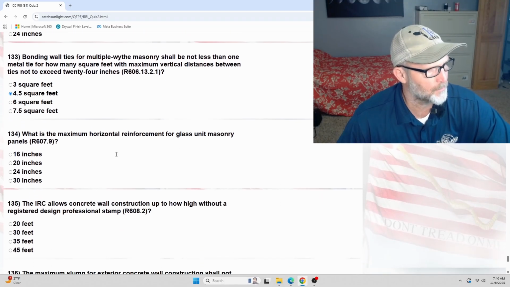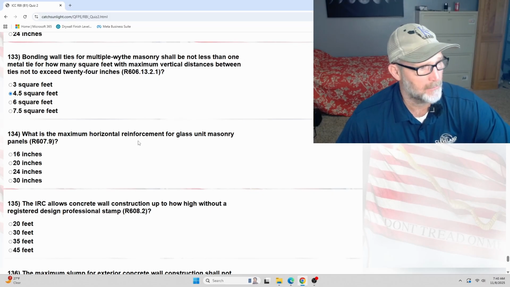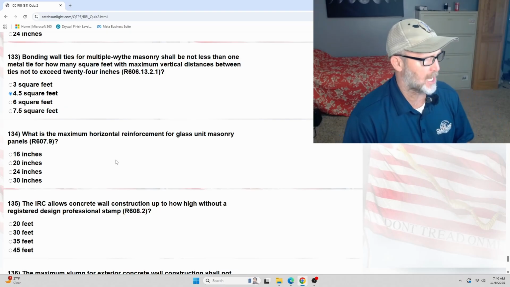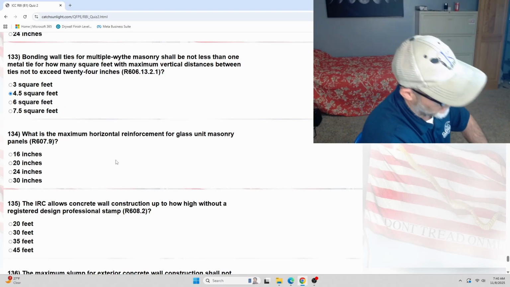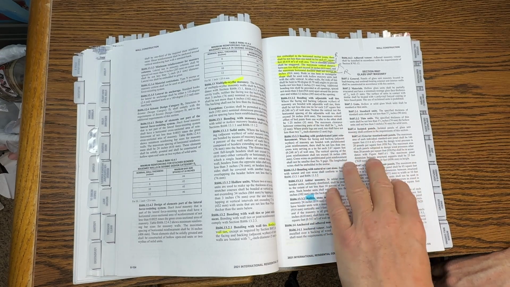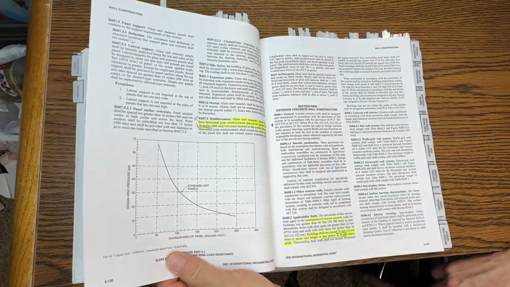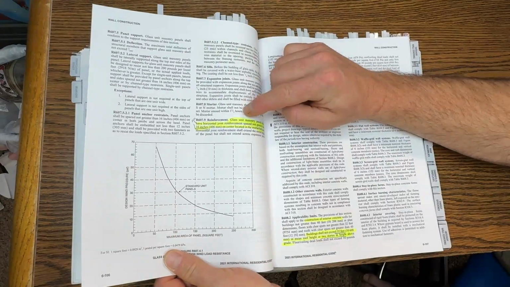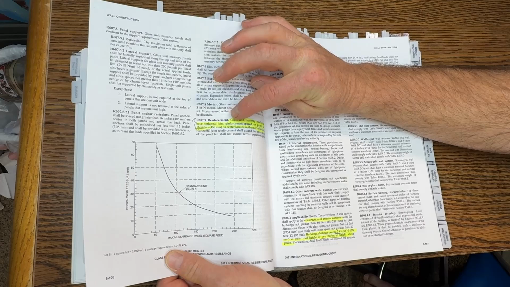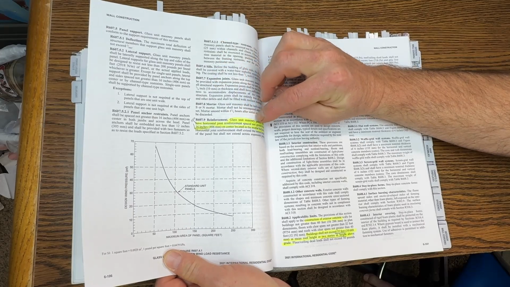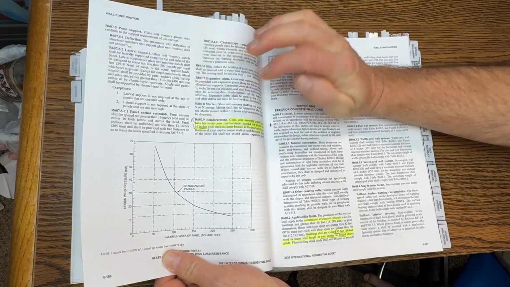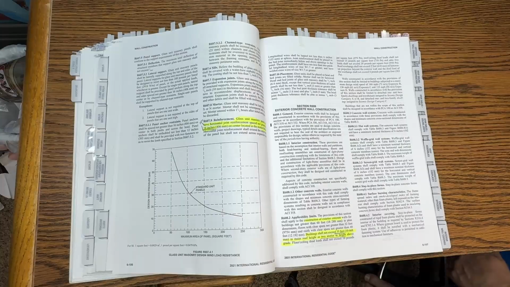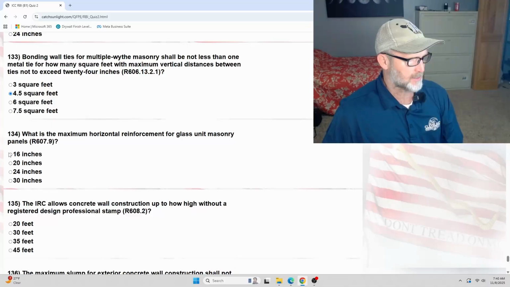Let's go to 134. What is the maximum horizontal reinforcement for glass unit masonry panels, little glass blocks? What are you going to use here? 607.9. So I'm going to read this here. Glass unit masonry panels shall have horizontal joint reinforcement, space not greater than 16 inches. There it is again, that magic number, 16 inches. Comes up all the time.